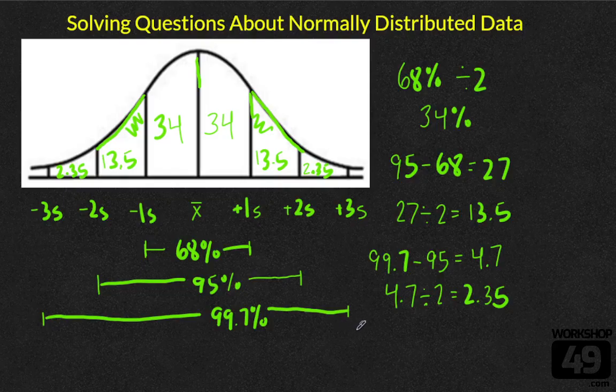If you really want these little tippy tails, so beyond 3 standard deviations up and beyond 3 standard deviations down, all you need to do is realize that that's 100% of the data. So 100 subtract 99.7 equals 0.3, and this last little bit is 0.3 divided by 2, which equals 0.15. Itty bitty teeny little percent, 0.15% there, and 0.15% there.